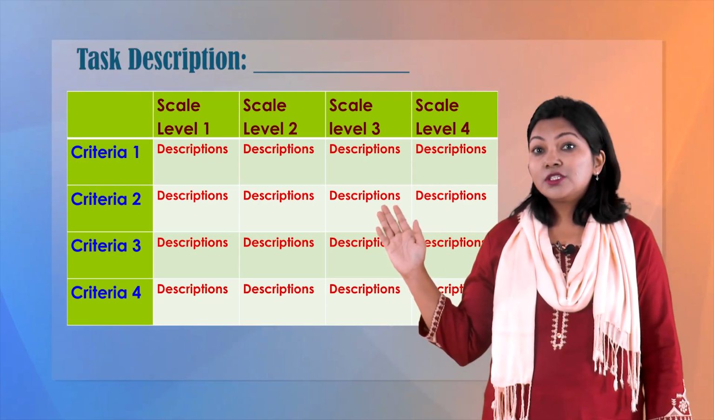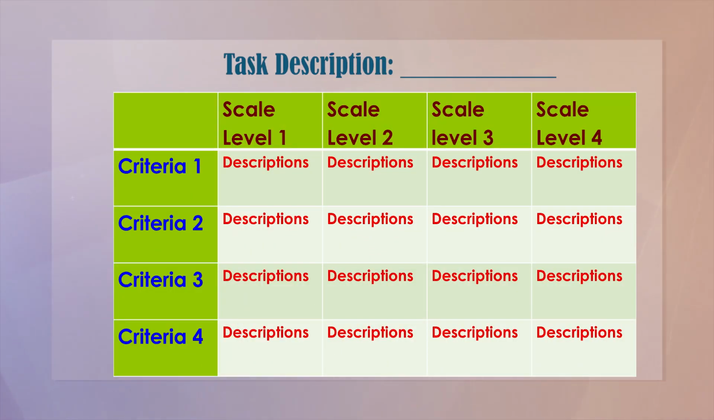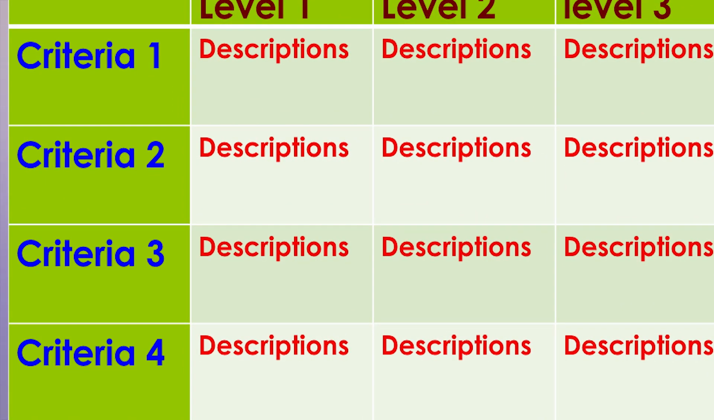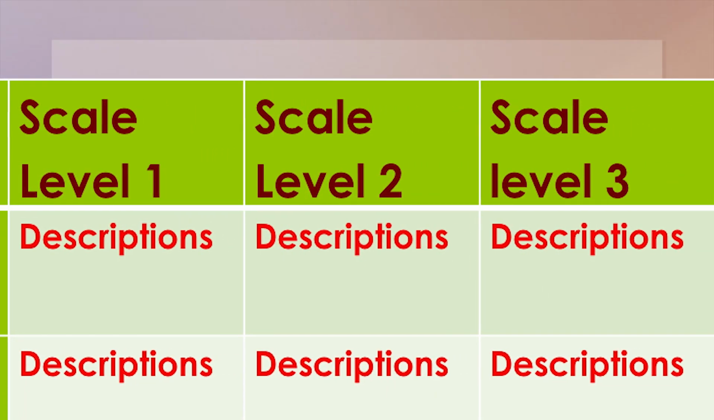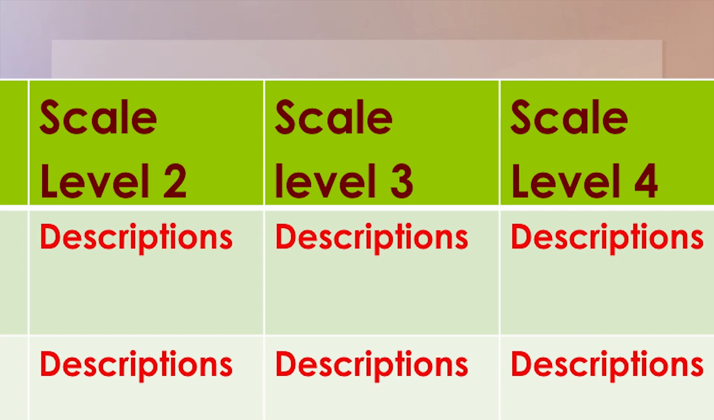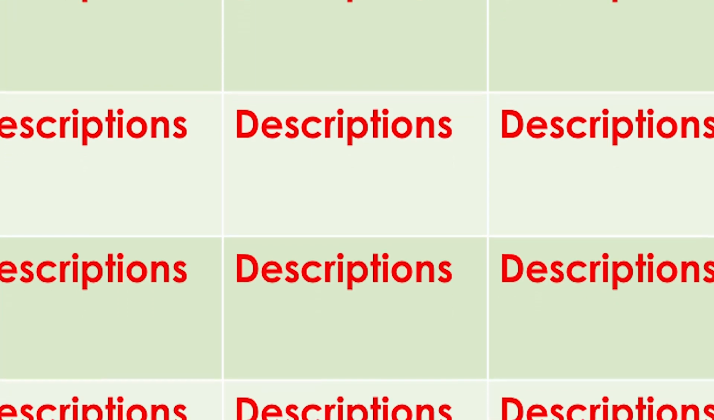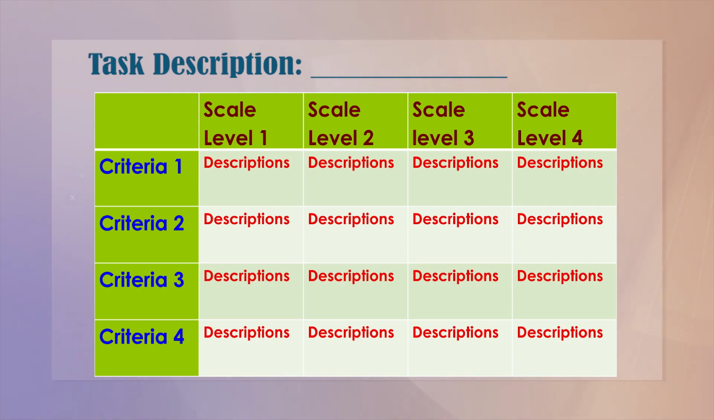Here on the screen, you can see the template which we may use for an analytic rubric. The design of the analytic rubric in a grid format contains four parts: task description, which is written at the top; indicator categories, which may be called criteria or dimensions and are written on the left side here; the scale levels, which indicate level of performance, and these take the uppermost part of each column. And the last part is the descriptions of performance under each scale level for each category. These descriptions are written in these boxes.